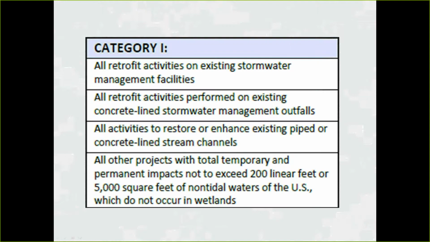Jack Denny went over these earlier, but in summary, Category 1 projects are all retrofit projects on existing stormwater management facilities and outfalls or concrete line channels, and also you get a little bit of length downstream of those to tie into other waters.